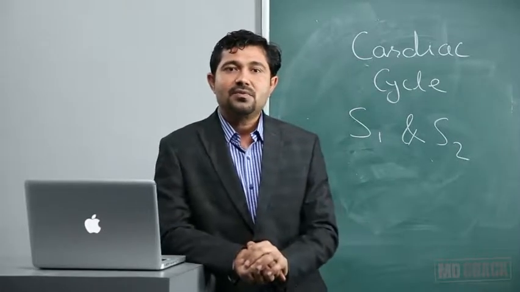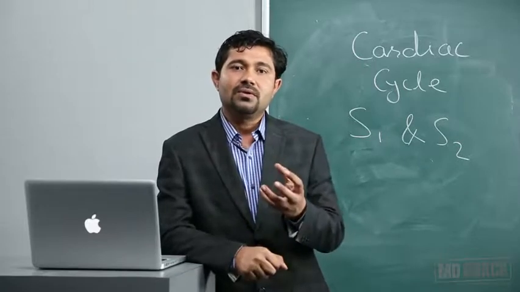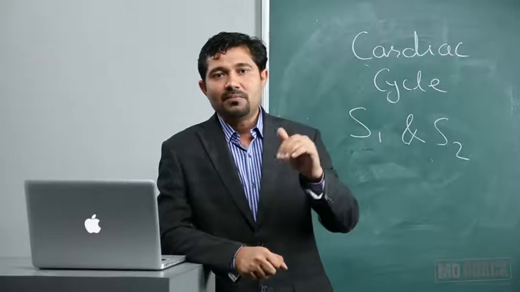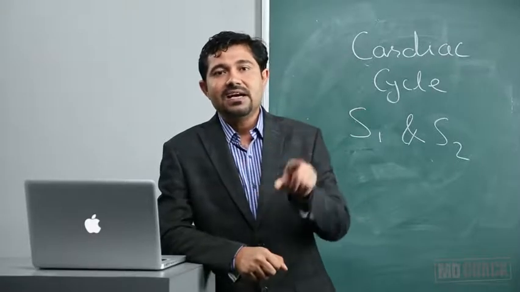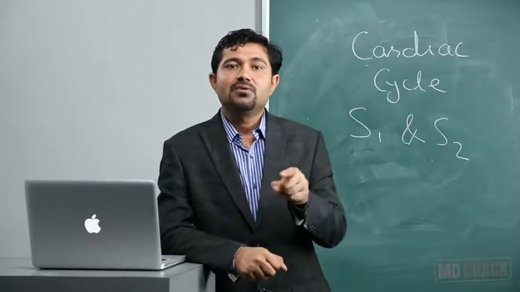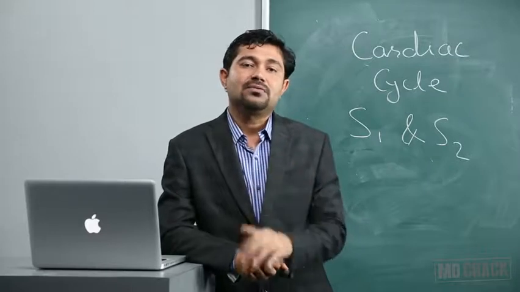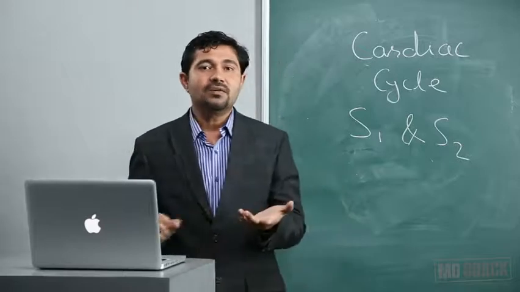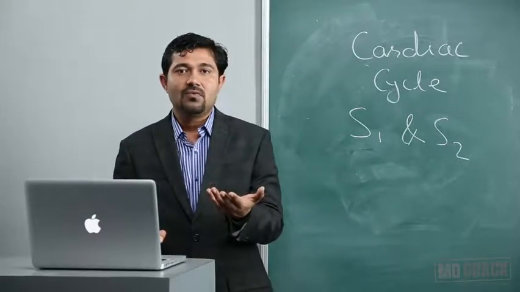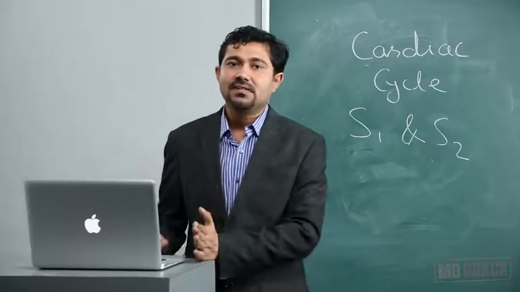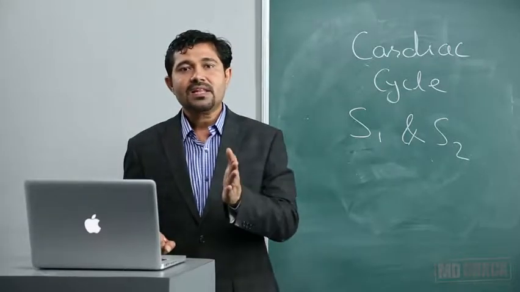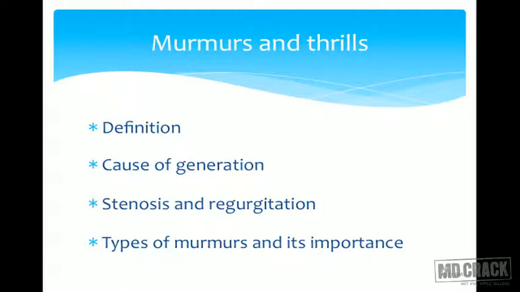What is the cause of S4 sound? It is the atrial systole. In atrial systole, more blood enters into the ventricle, and if turbulence is generated there to produce a sound, then that sound will be called S4 sound. So what is the cause of S4 sound? It is atrial systole. And what is the cause of S3 sound? The rapid filling phase. In short, we will see about the murmurs and thrills.